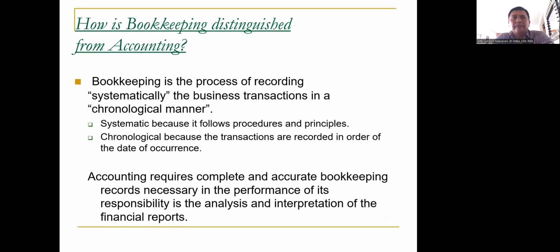So how is it analyzed? It is interpreted as to whether the business is doing well, whether the business is liquid, meaning it has enough cash to pay its debts, whether or not the business is highly indebted, or the capital is not enough insofar as the debt ratio is concerned. The capital to debt ratio. Now, the analysis is performed by an accountant, and this is the accounting.